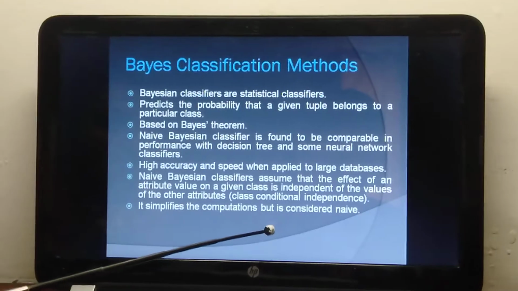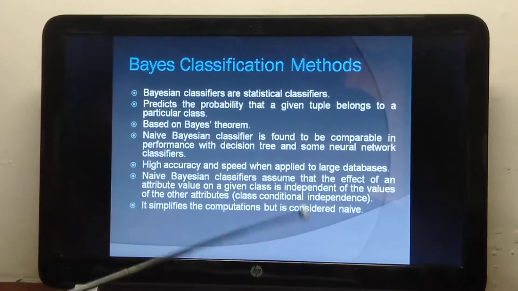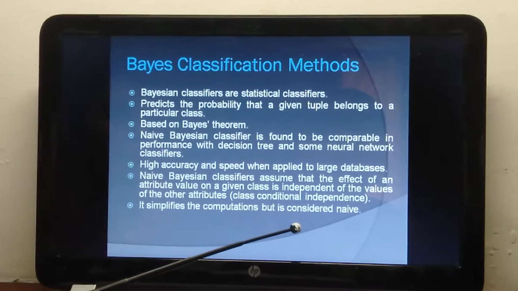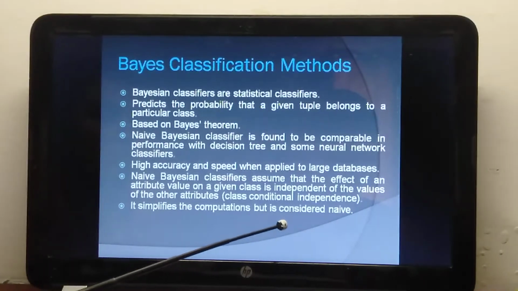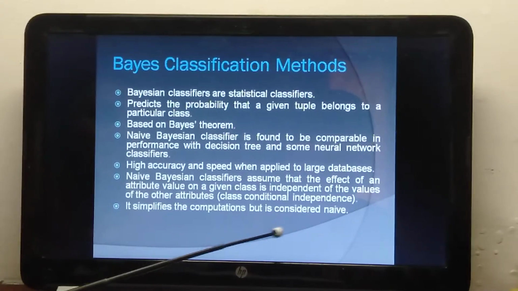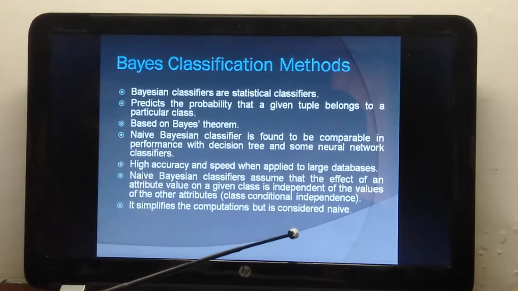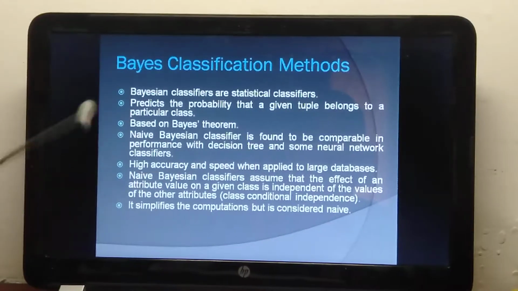And the computations are considered to be naive, simply because normally in real world applications we do not get independent attributes and independent classes. There will be some kind of dependence. If we are using naive Bayes classification, we are assuming independence and the values will not be actually accurate. That is why it is called naive.